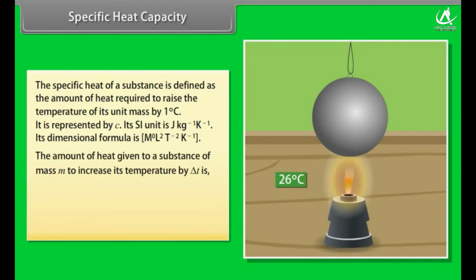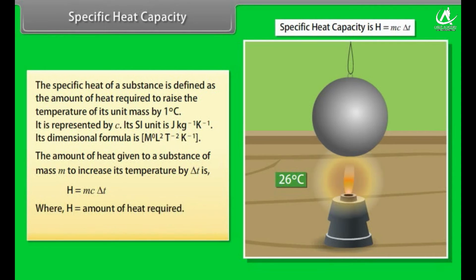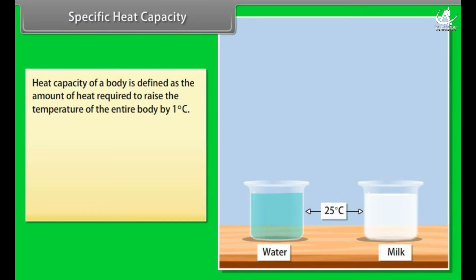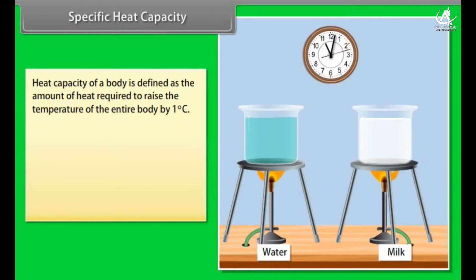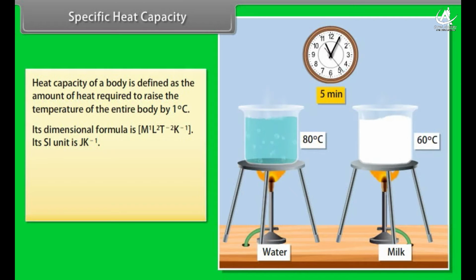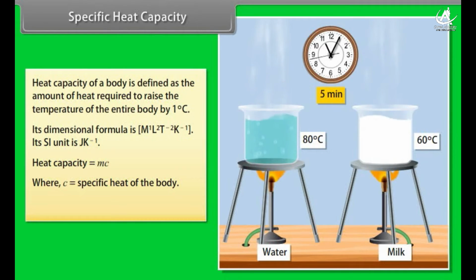The amount of heat given to a substance of mass m to increase its temperature by delta T is H equal to mc delta T, where H is the amount of heat required and C is the specific heat of the body. Heat capacity of a body is defined as the amount of heat required to raise the temperature of the entire body by 1 degree Celsius. Its dimensional formula is M L squared T to the power minus 2 K to the power minus 1. Its SI unit is joule per Kelvin. Heat capacity is equal to mc, where C is the specific heat of the body and m is the mass of the body.